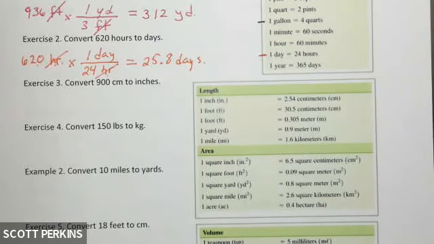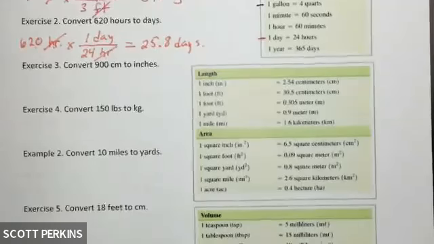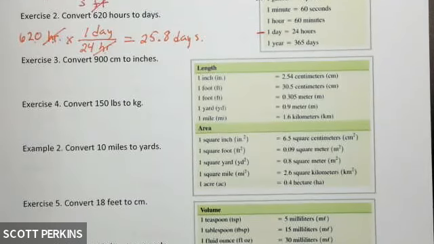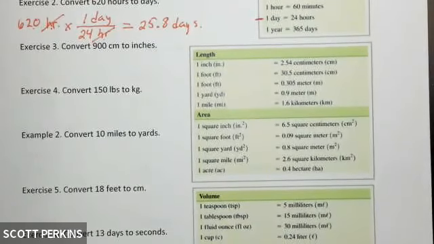All right, next one, exercise 3 is a conversion between a metric unit and a US or an English system unit. So you're going to convert 900 centimeters to inches.